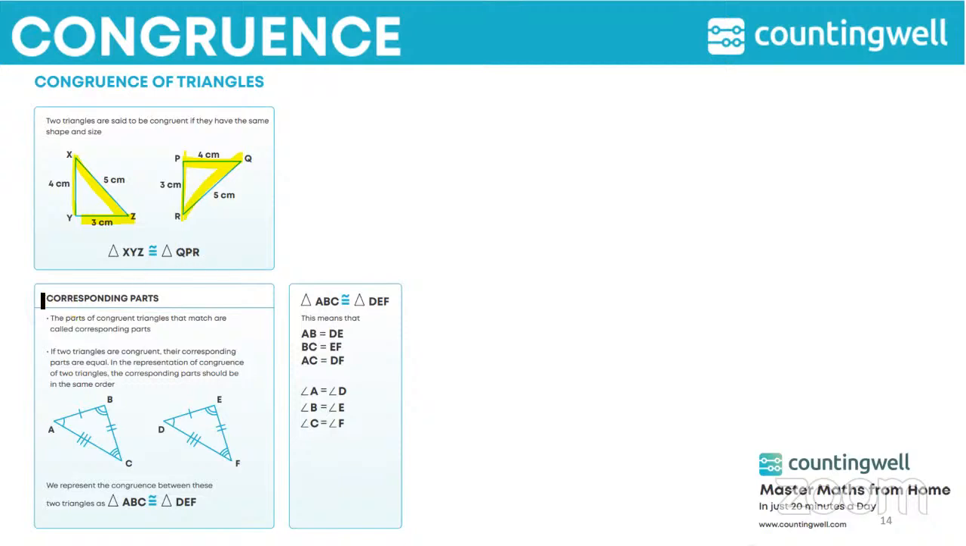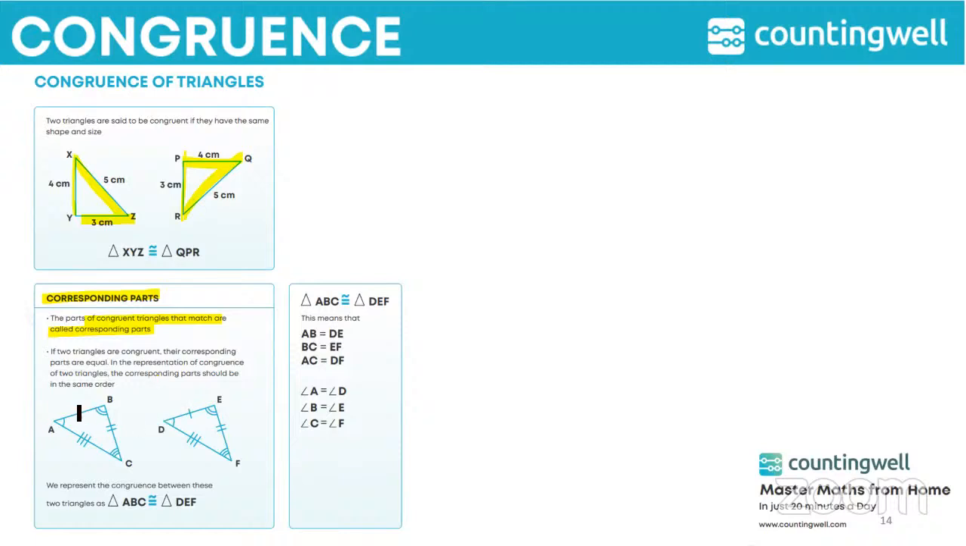Now let us see what are corresponding parts of congruent triangles. The parts of the congruent triangles that match are called corresponding parts. It means the parts that are coinciding with each other are corresponding parts. So when we say two triangles are congruent, it means their corresponding parts are equal. And while representing the congruence of two triangles, we should represent the corresponding parts in the same order.